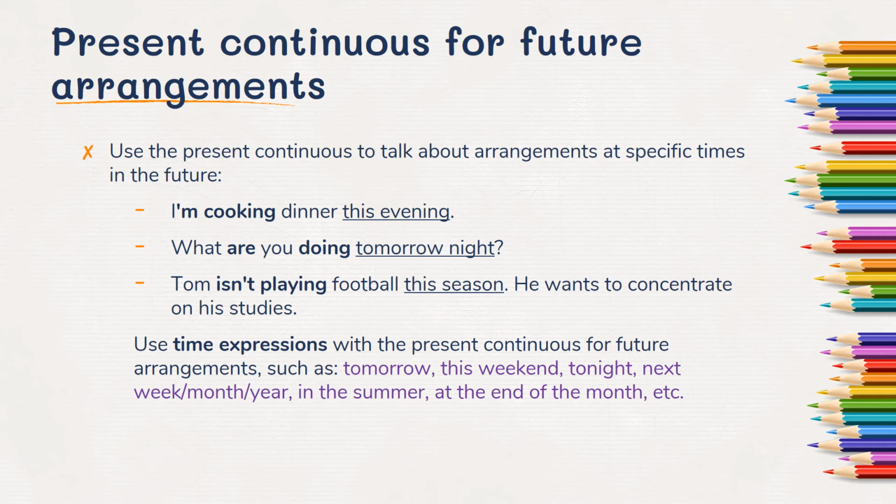Tom isn't playing football this season, which means that this season is something that's happening in the future, because the season is probably starting now, or it probably didn't even start. But you are talking about something that is not going to happen in this case. Tom isn't playing football this season. Why? Because he wants to concentrate on his studies. That's his future arrangement.